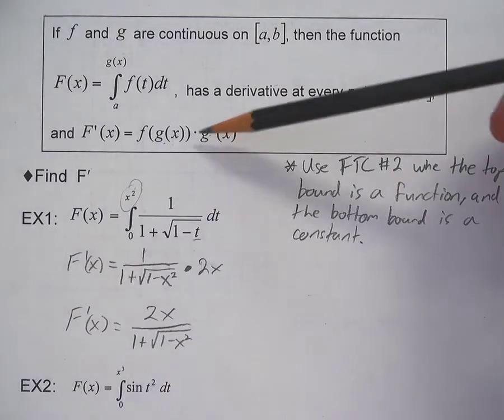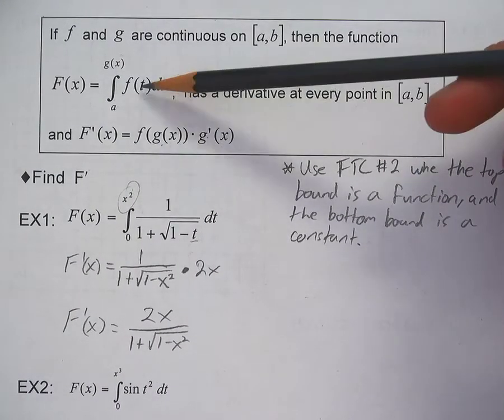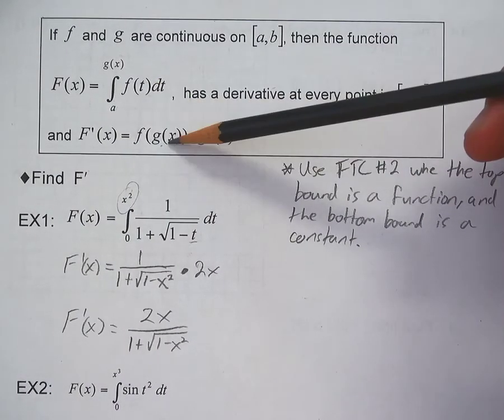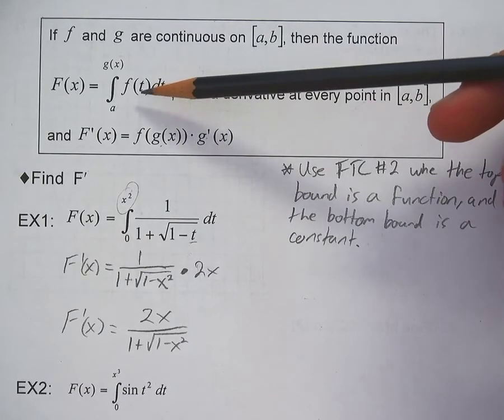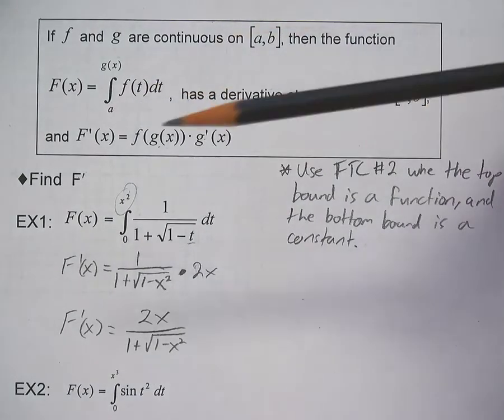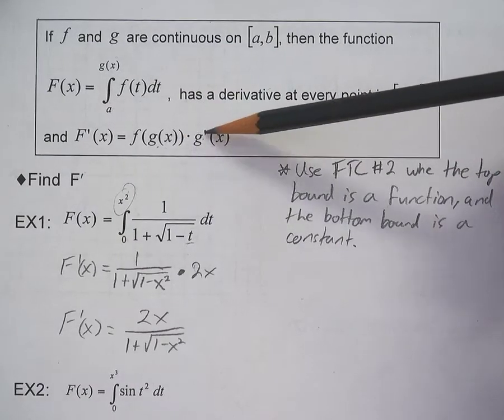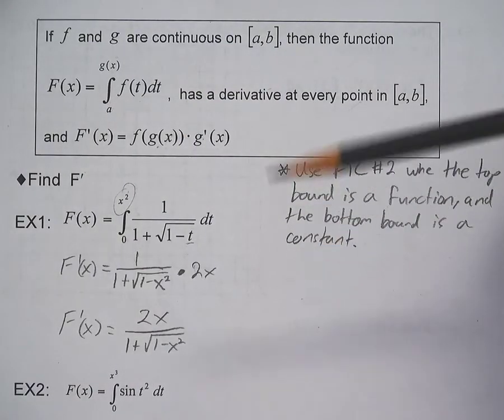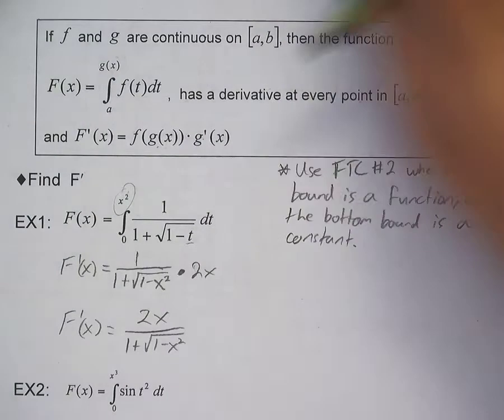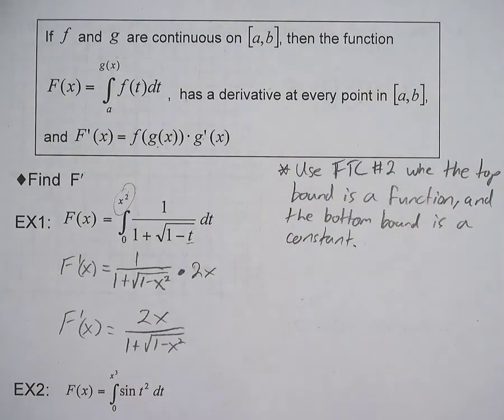I just have to follow this formula. Plug in g of x wherever you have a t, right? It can be any other variable too. If this was u du, then you would plug it in for u, times the derivative of g. So it's almost like a chain rule, but a little bit different.